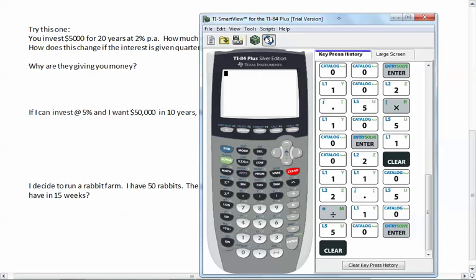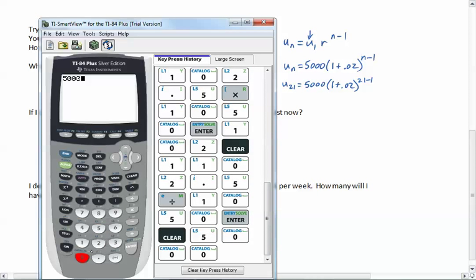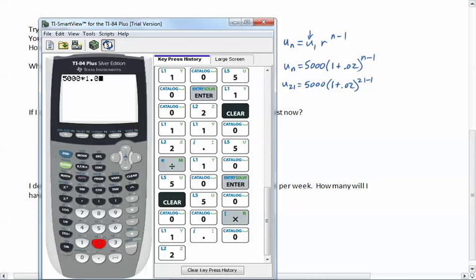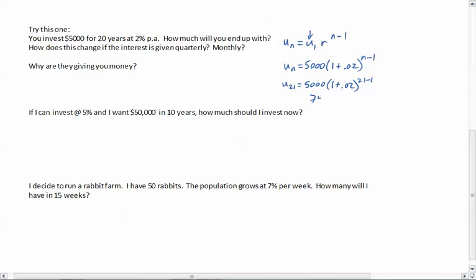We can go ahead and plug that in here. And so we'll go 5,000 times 1 plus 0.02, so 1.02 to the power of 21 minus 1, which is 20. And enter. 7,429.73. Round it up, 74. All right, so that's how much money you would have after 20 years.